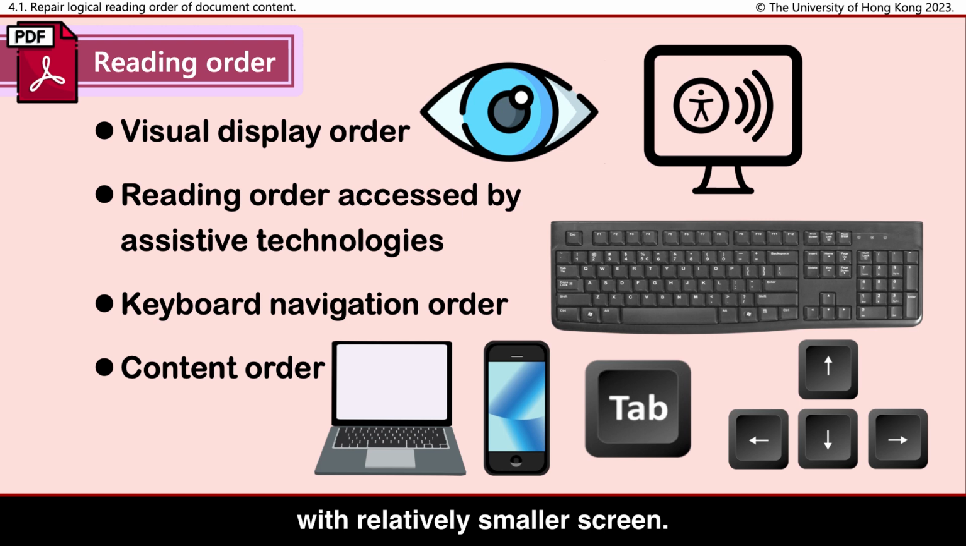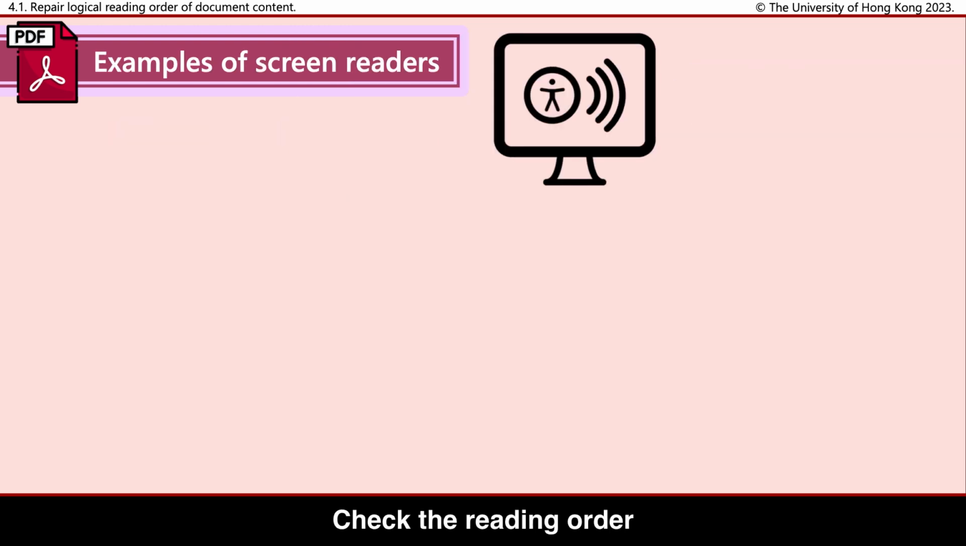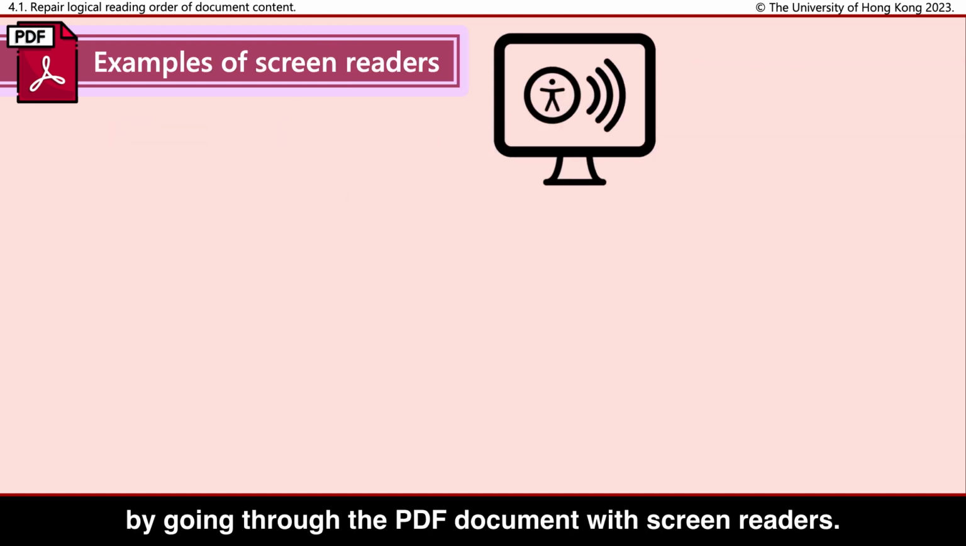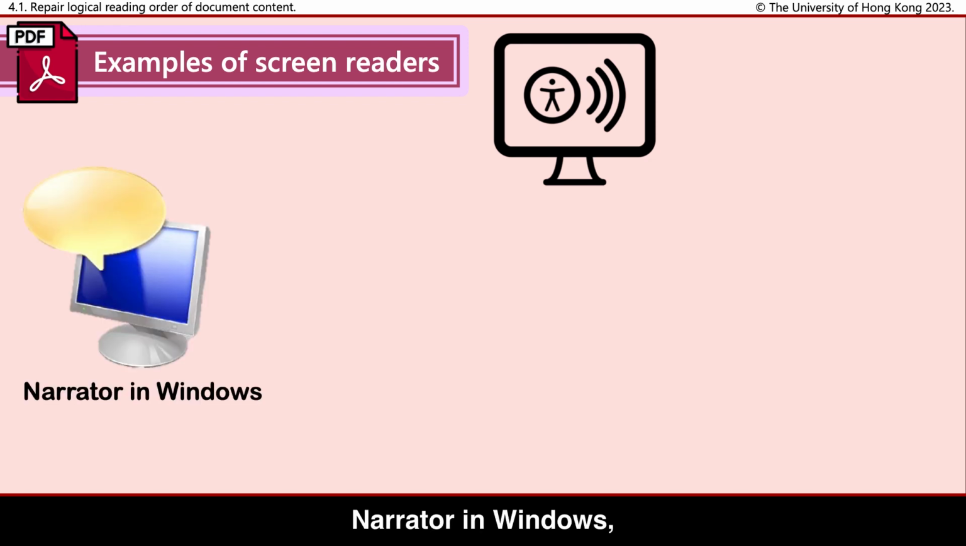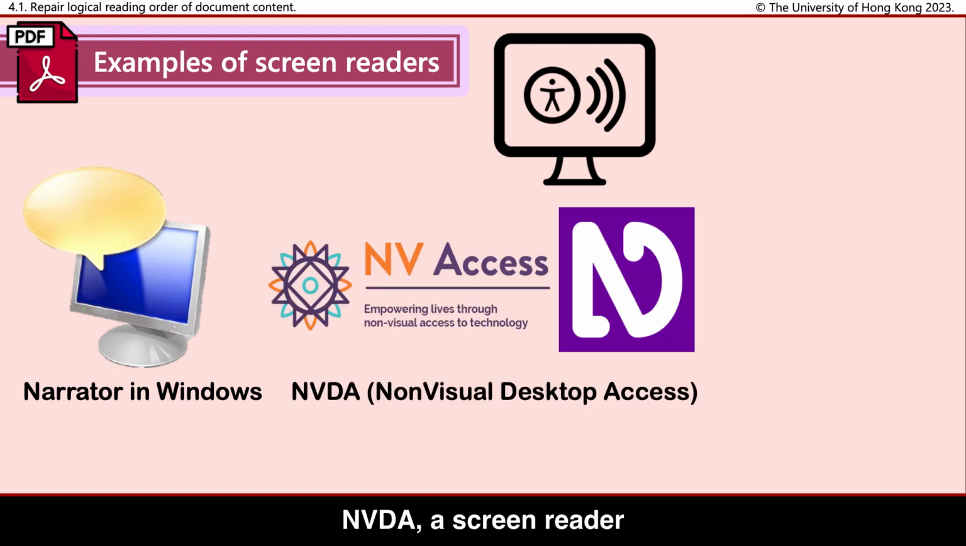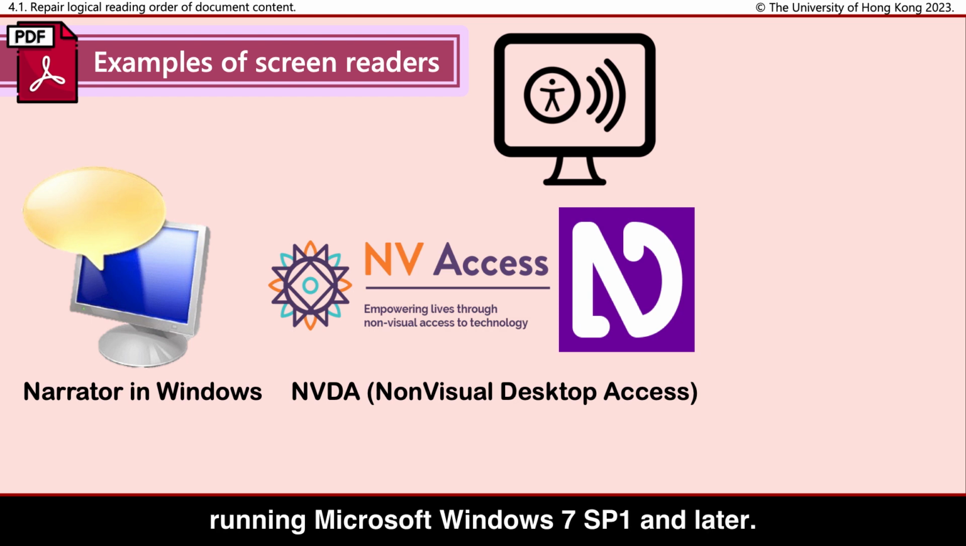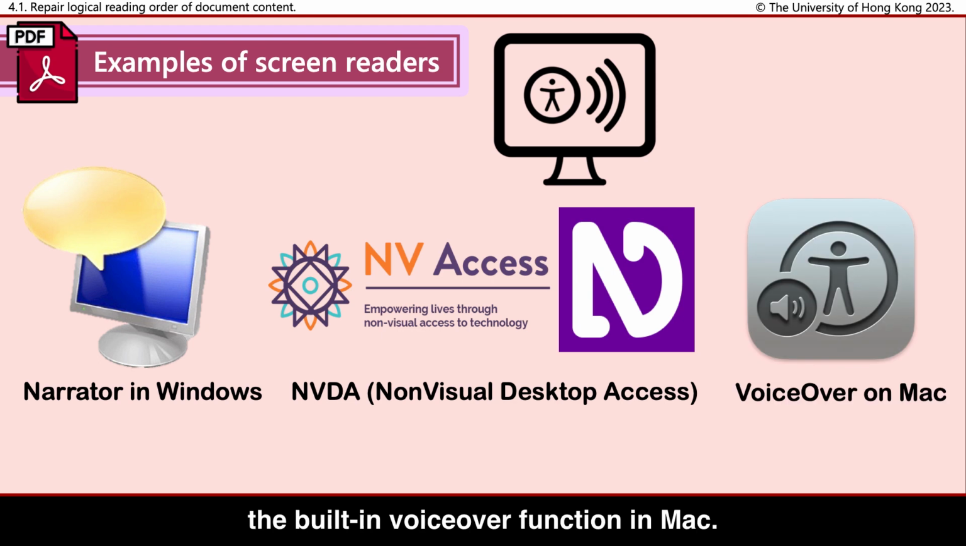Check the reading order by going through the PDF document with screen readers, for example: Narrator in Windows, the built-in voiceover function in Windows. NVDA, a screen reader that can be downloaded free of charge, available for computers running Microsoft Windows 7 SP1 and later. VoiceOver on Mac, the built-in VoiceOver function in Mac.